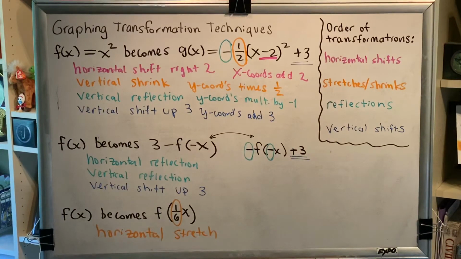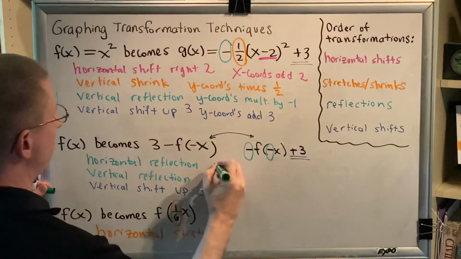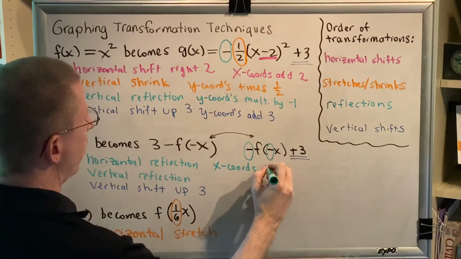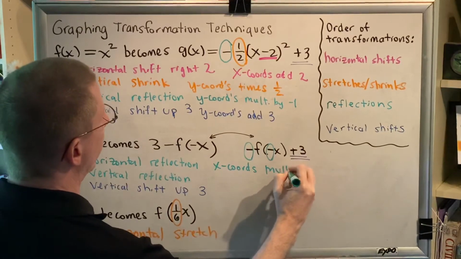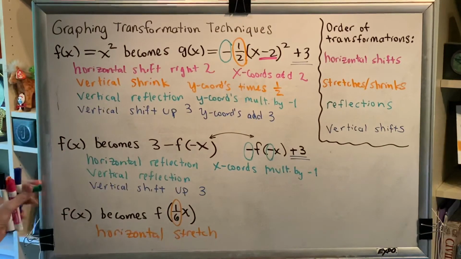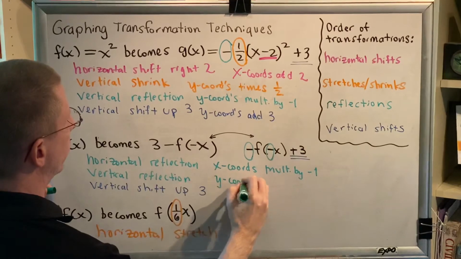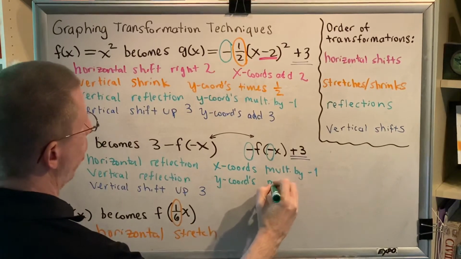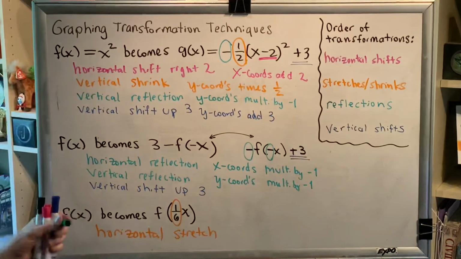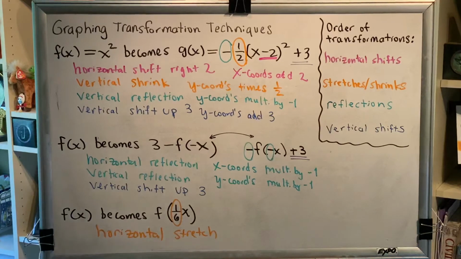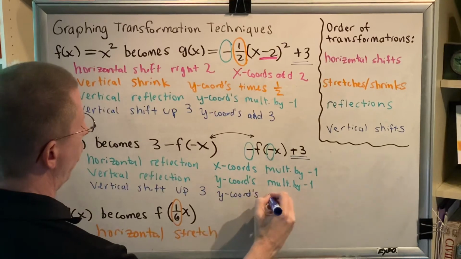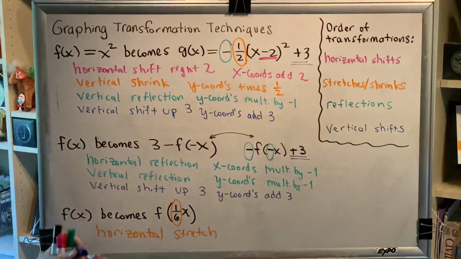All right, next problem. Horizontal reflection is horizontal, so it affects x-coordinates. And it's a reflection, so they're multiplied by -1. Vertical reflection, that affects y-coordinates. And they are all multiplied by -1. And then a vertical shift up 3. So it's vertical, so that affects y-coordinates. And they are all going to add 3.